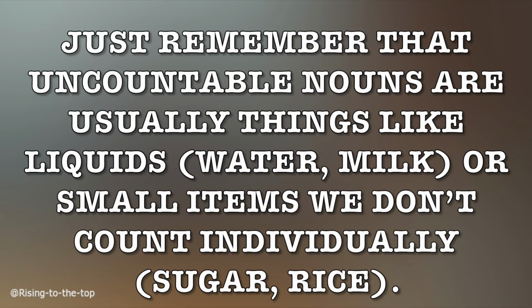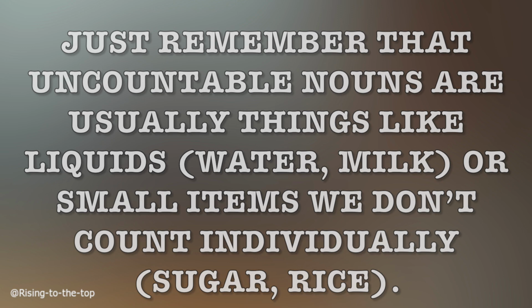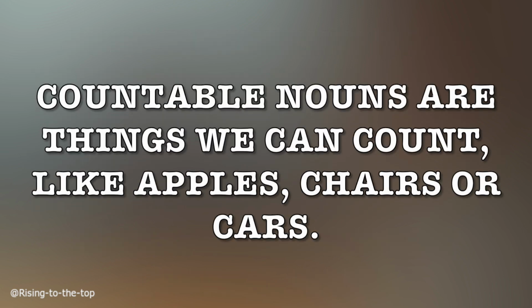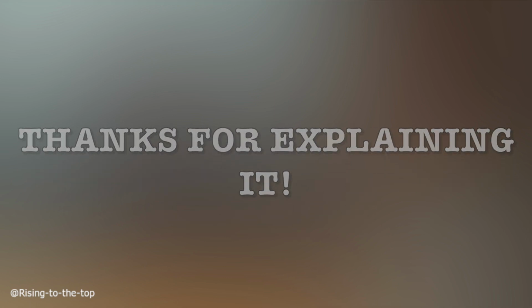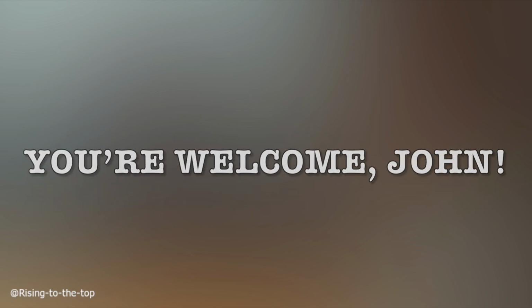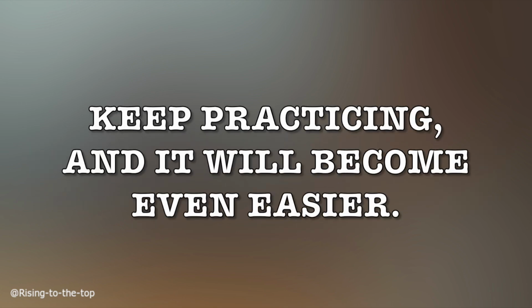Just remember that uncountable nouns are usually things like liquids, water, milk, or small items we don't count individually, sugar, rice. Countable nouns are things we can count, like apples, chairs, or cars. This is making more sense now. Thanks for explaining it. You're welcome, John. Keep practicing, and it will become even easier.